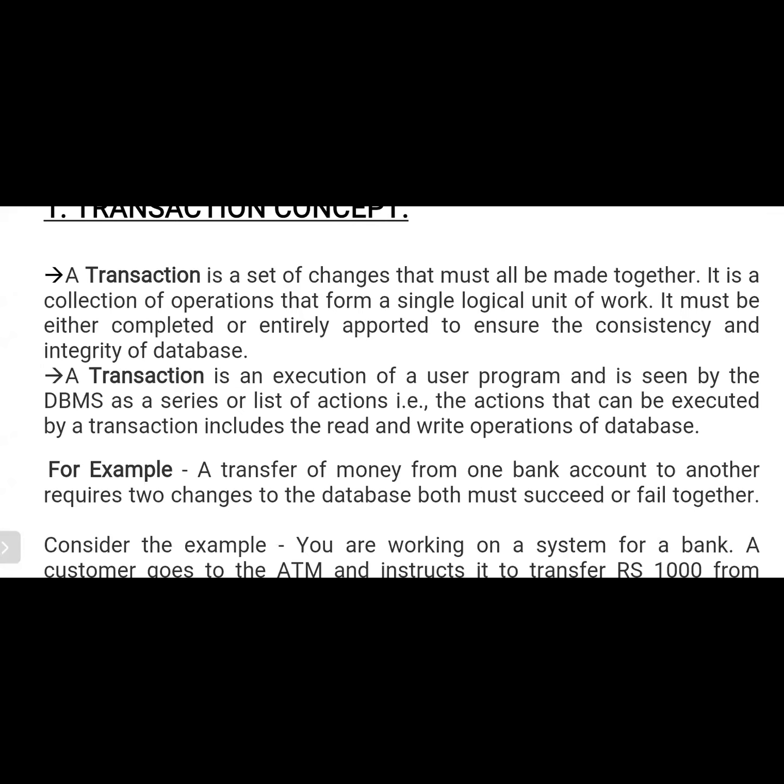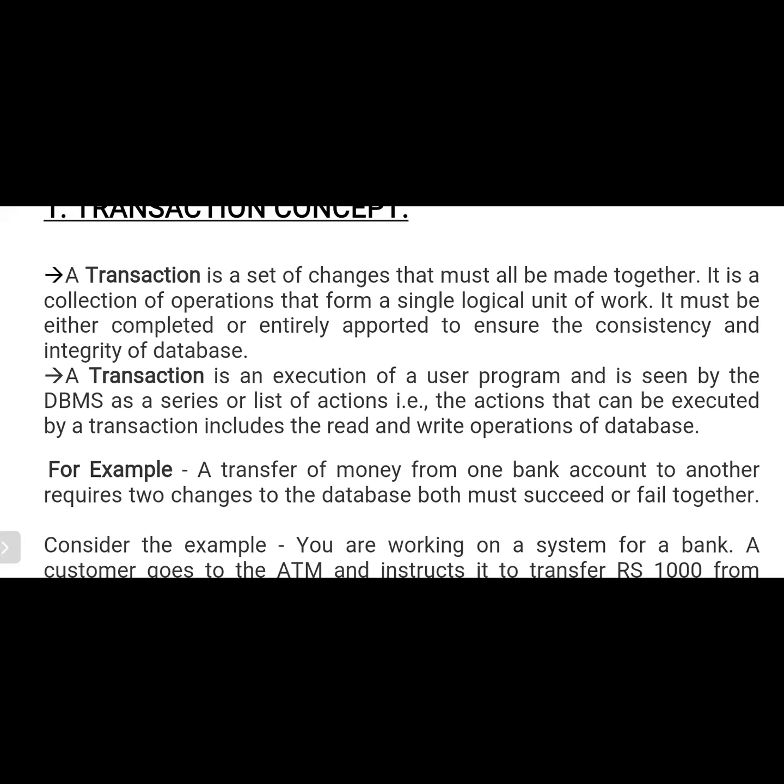Now let's see the screen. A transaction is a set of changes that must all be made together. It is a collection of operations that form a single logical unit of work. That means they are doing the same work, but to perform that work we use many operations, those actions, and those can be referred to as a transaction.